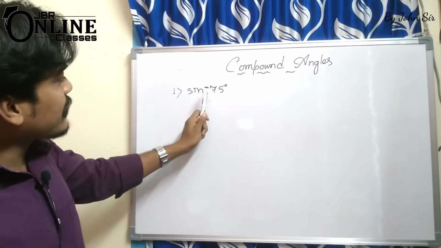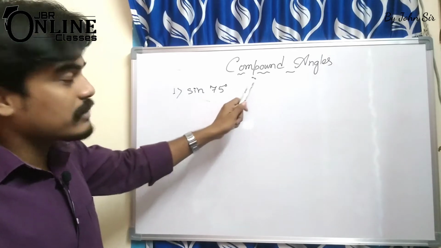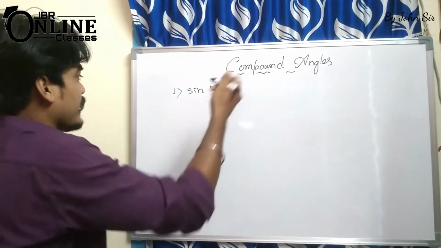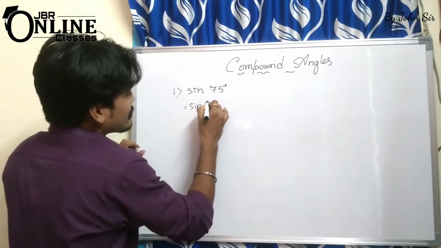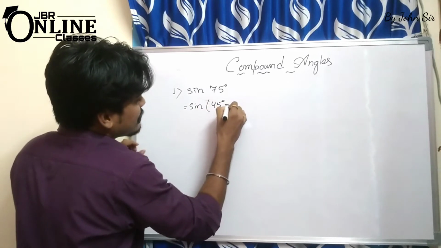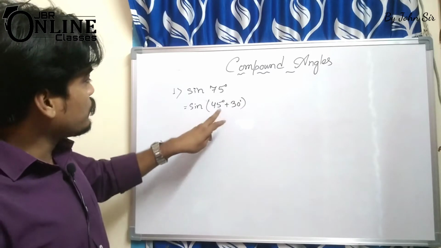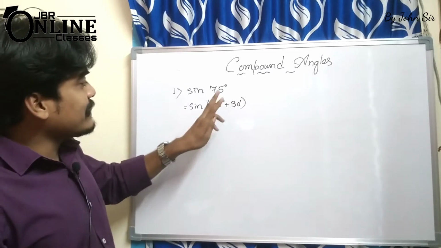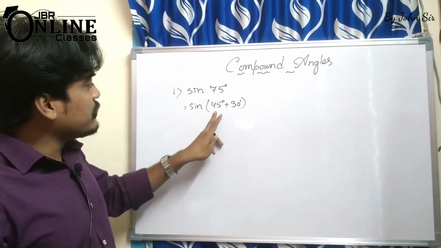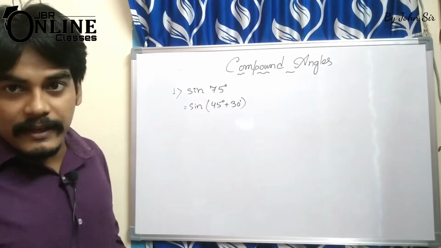So to find sine 75 degree you have to use the formula of compound angles. So as you know, sine 75, we can represent 75 as 45 degree plus 30 degree. Okay, so 45 plus 30, those are the standard angles, and 45 plus 30 equals 75.